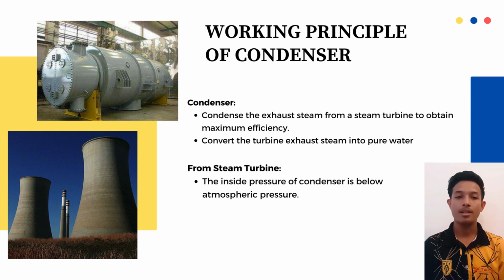For the working principle, firstly, I will talk about how steam flows to the condenser after turning the turbine. Low pressure and temperature steam from the steam turbine enters the condenser, which is below atmospheric pressure. The inside pressure of the condenser is below atmospheric pressure. Due to the different pressure, a vacuum occurs and the steam flows its way to the condenser.